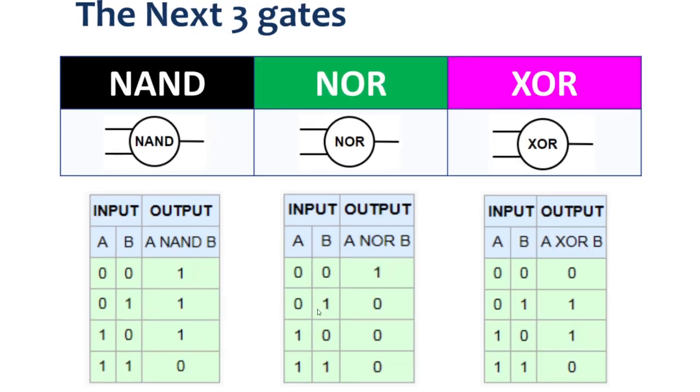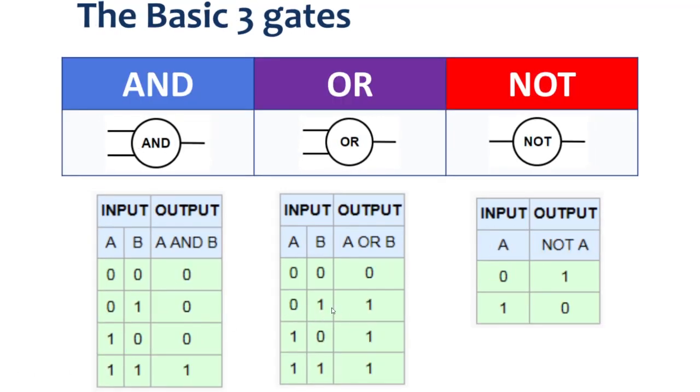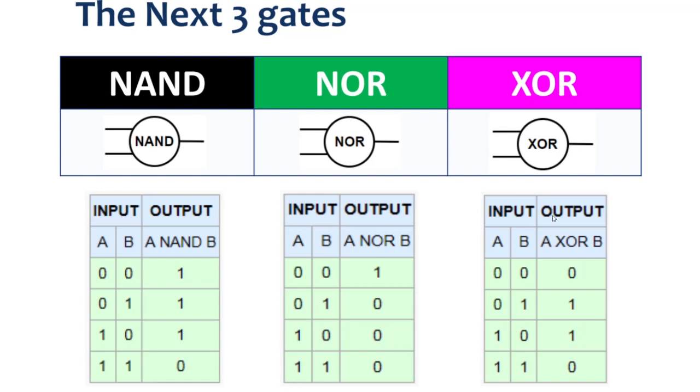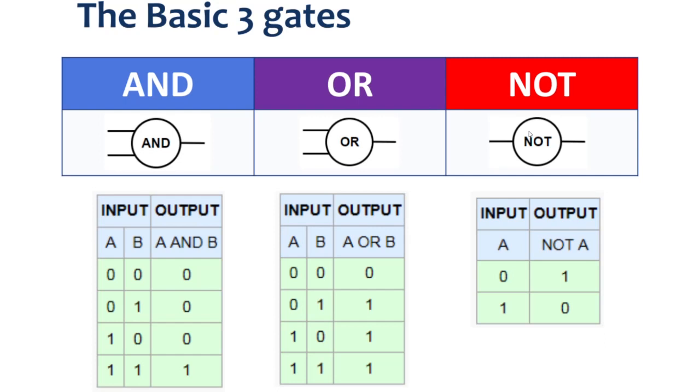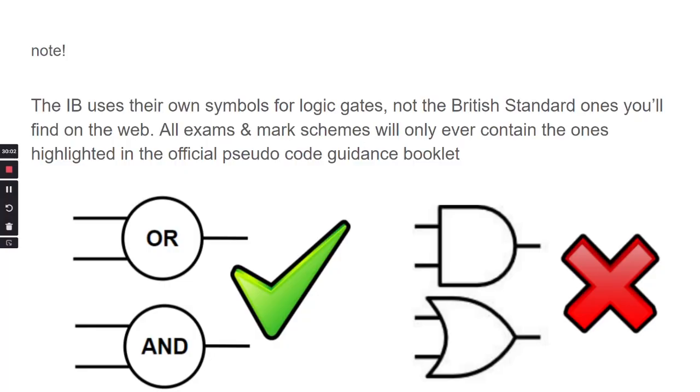For NOR, it will be the opposite of OR. OR is 1 1 1. So for NOR, it will be 1 0 0. And for XOR or exclusive OR, only if one input is 1, the output will be a 1. Otherwise, it will be a 0. For NOT, it just flips the input and the output. So if the input is a 0, the output will be a 1. If the input is a 1, the output will be a 0.